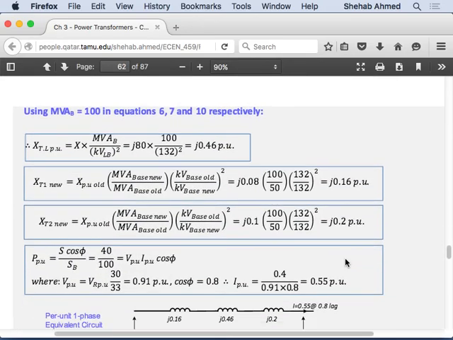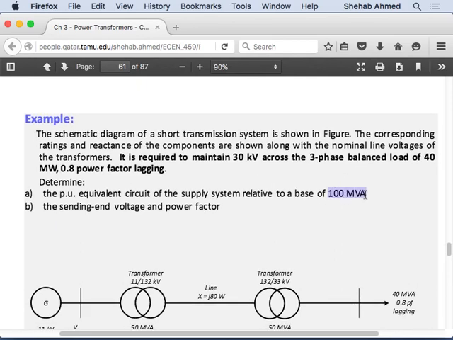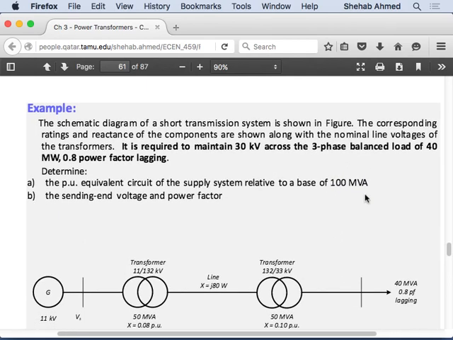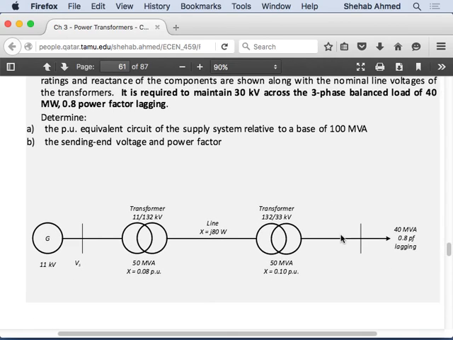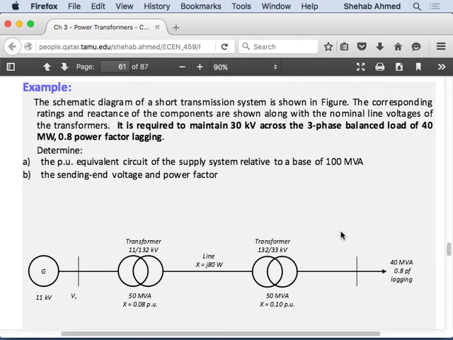So they told us to choose 100 MVA as the base power for the system, right? And then they told us that we want to maintain 30 kilovolts at the load with a certain power factor. Now we do what? Draw the circuit, chop it up into zones, and select voltage bases in the different zones. They didn't restrict us to a certain voltage base in a certain zone, so it's really up to you in this case. So what is a good choice?